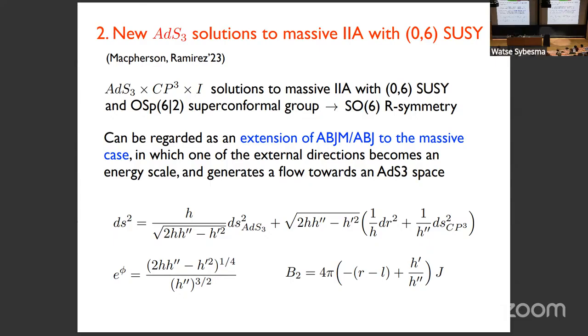So we have NS5 branes, and here I'm not bothering you with the details of the Ramond-Ramond fluxes, but we have all of them switched on. So when you integrate them over the non-trivial cycles of the CP3, you will find the 2, the 4, the 6, and the 8 brane charges. So this is the whole plethora of branes that are involved in these solutions.